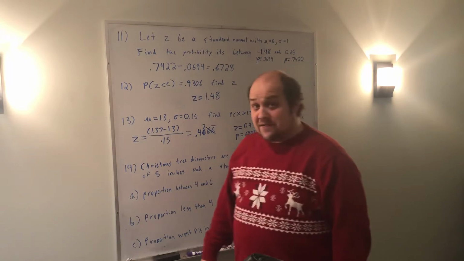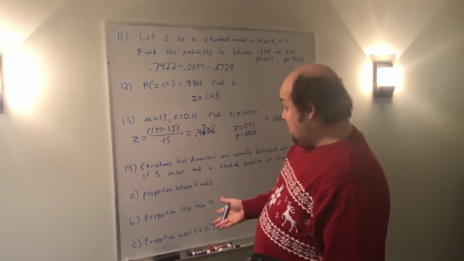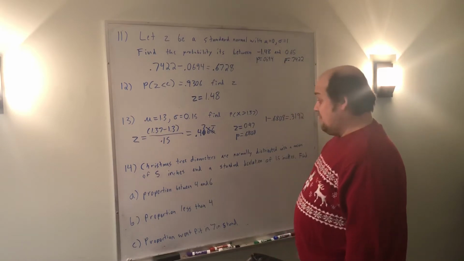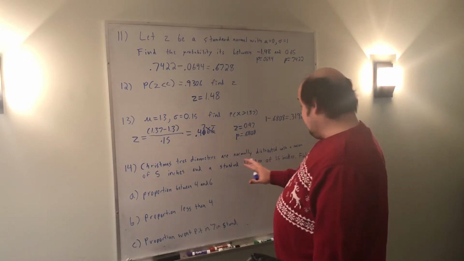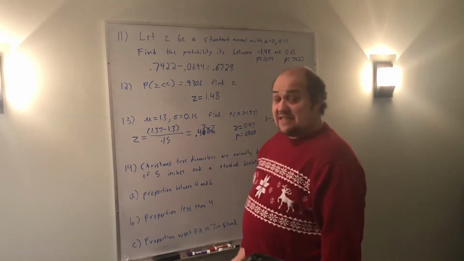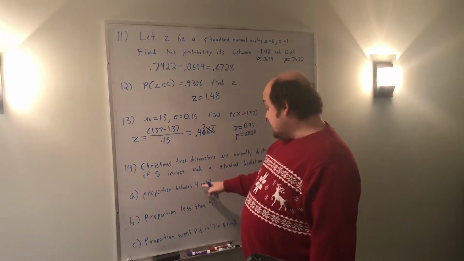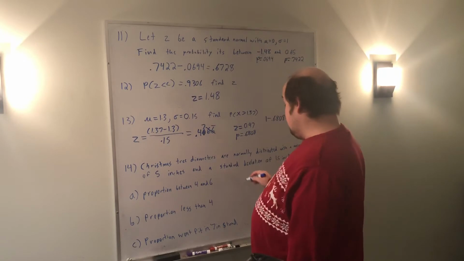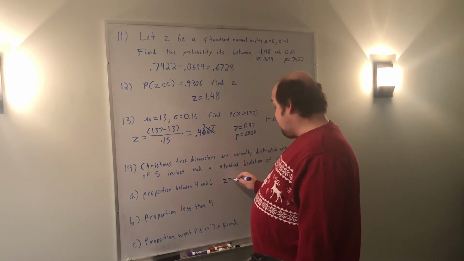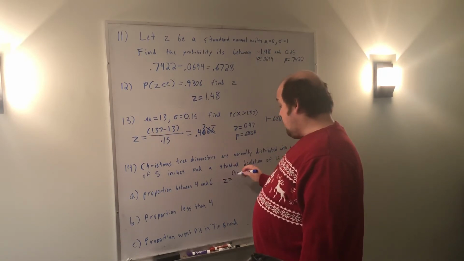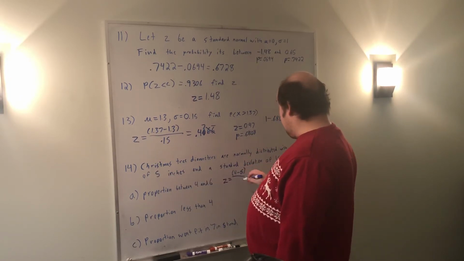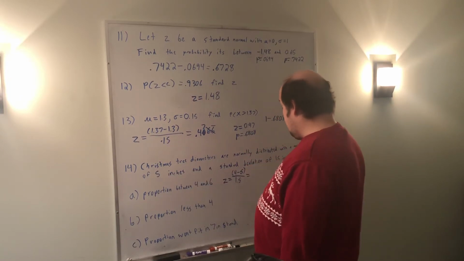Question 14, you guys have seen a bunch. It was on the original homework, it was on the test on the material, and now here it is on the final. Hopefully it's straightforward at this point and you know how to set up these problems. When it asks the proportion between 4 and 6 inches, I'm going to need to find z-scores for each. So the z-score for 4 is going to be based off of 4 minus the given mean of 5 divided by the given standard deviation of 1.5.